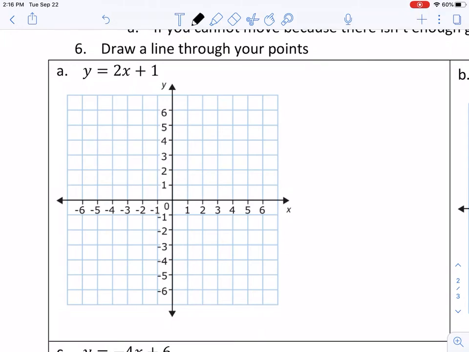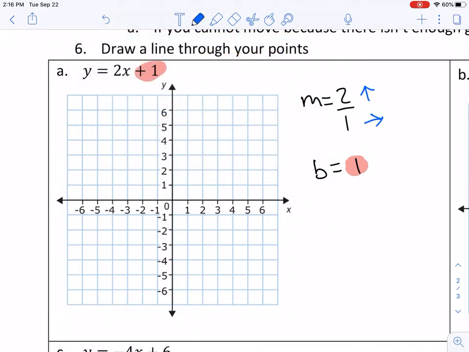So let's see here. In example A, we have m equals 2. And in order to make that rise over run, I've got to make it a fraction. So I'm going to turn this into 2 over 1. And I'm going to draw some arrows here. It's positive, so it's going to go up, and I always go right. My b value is 1. So I'm going to begin at 1, and then I'm moving up 2, right 1.